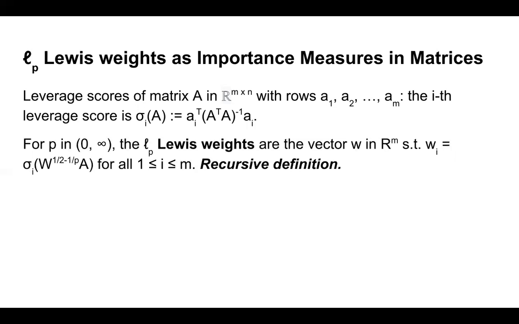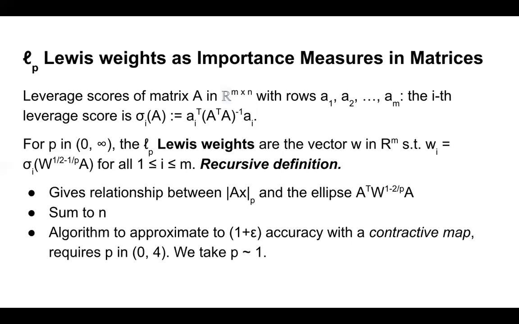Lewis weights are an LP norm analog of leverage scores that are recursively defined. They're precisely defined as the unique vector W that satisfies W equals the leverage score of W to the 1/2 minus 1 over P times A. I want to emphasize again that this is a recursive definition, but it turns out that W is still computable and unique.